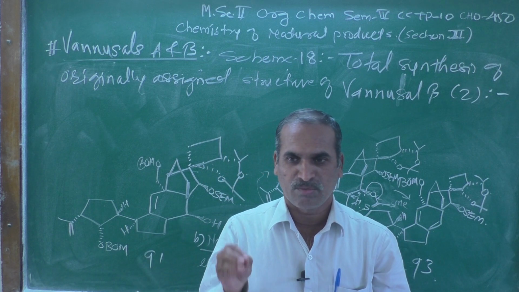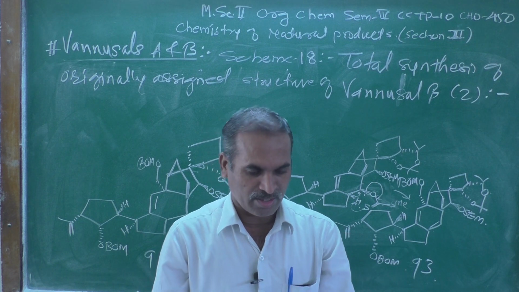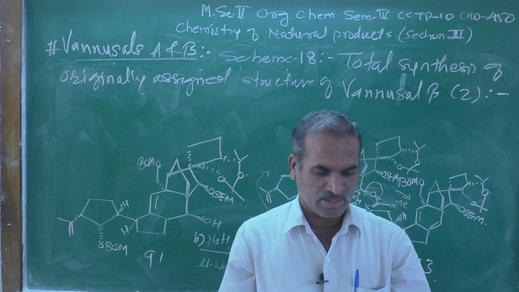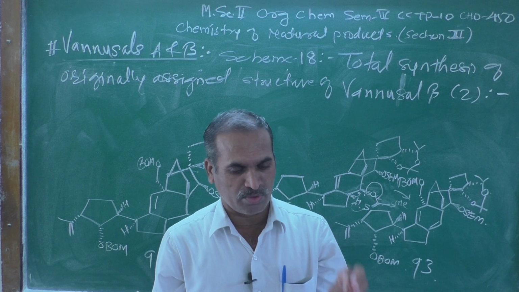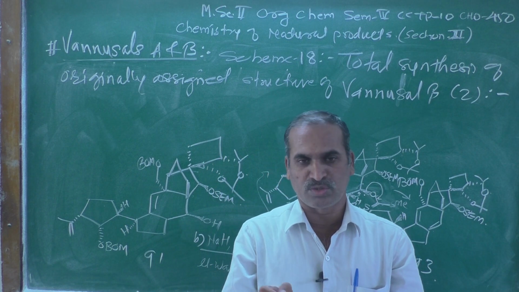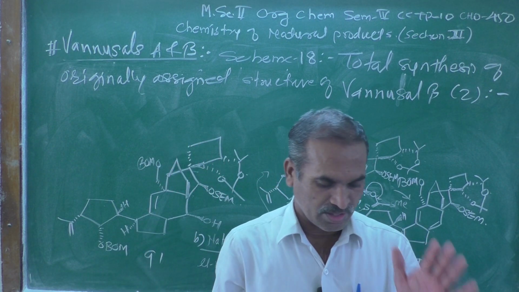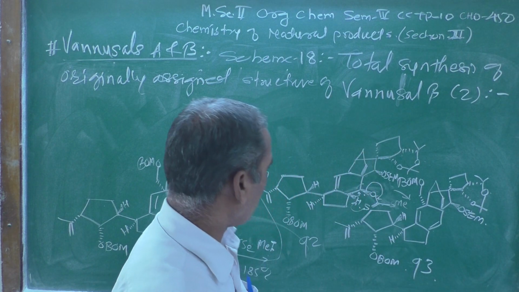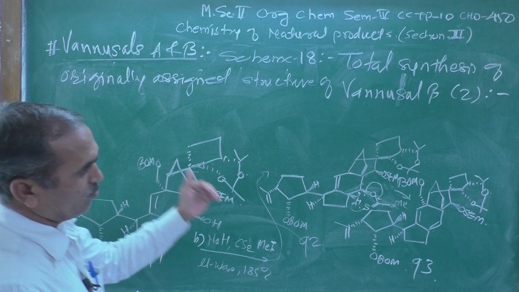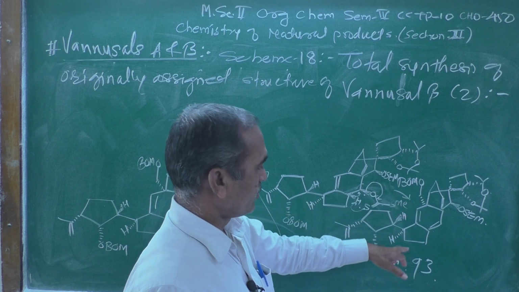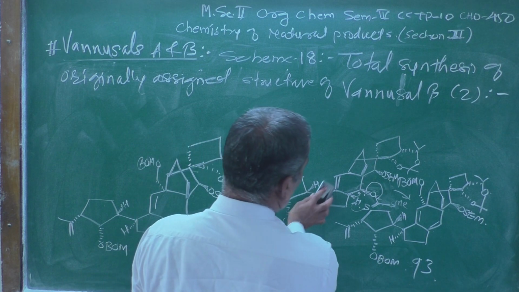Do you remember what we were discussing yesterday? I think yesterday we were discussing scheme number 18. The title of that scheme is the total synthesis of the originally assigned structure of Vanusol B2, and so far we have synthesized structures up to 93 by using the different reagents A and B. We arrived up to the 93 structure. Now onward, let us see.